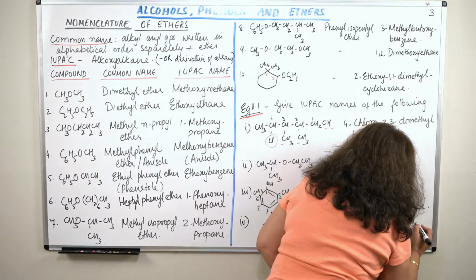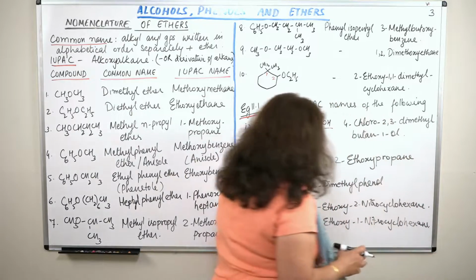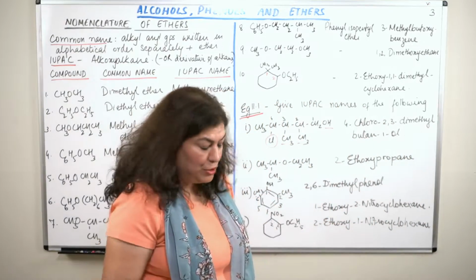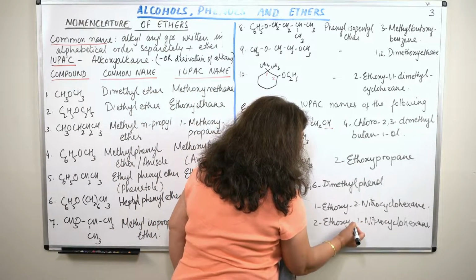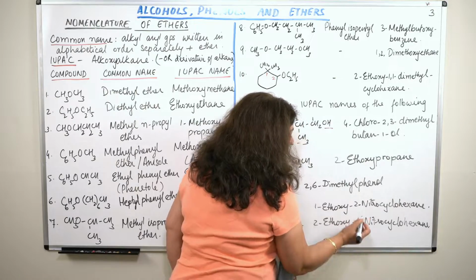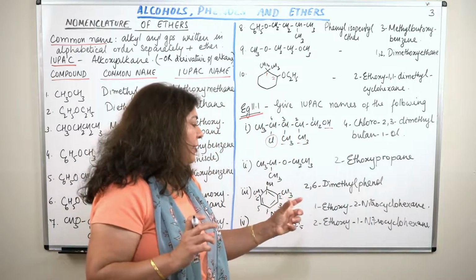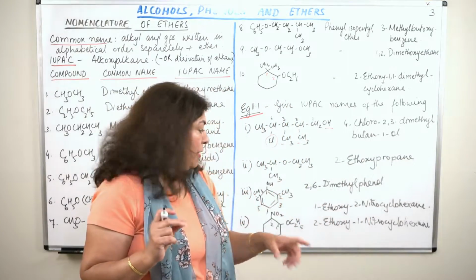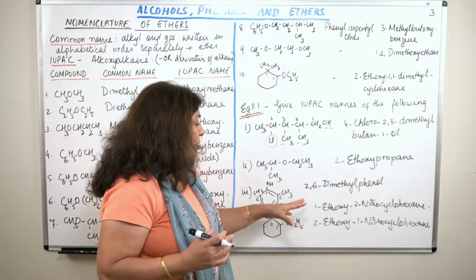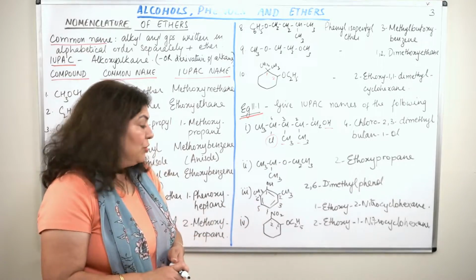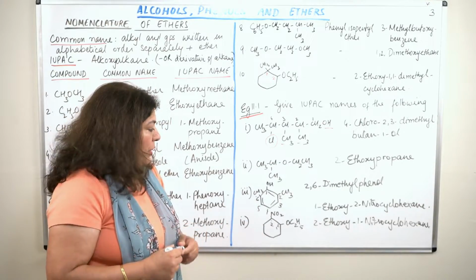Tell me, why did I wipe off the comma that I had put here by mistake? The comma you write only if you have more than one locant. Otherwise, between the locants and the name there should be hyphens. By mistake I put a comma here, which I had to wipe off. Anyway, so these are the two possible names. Which one is the correct one?